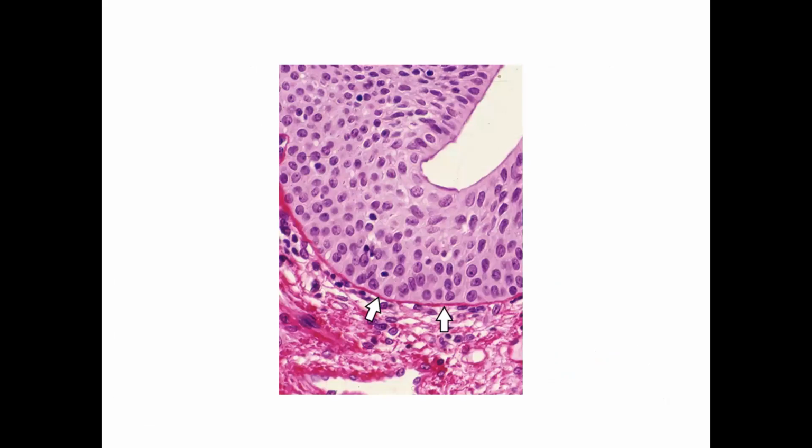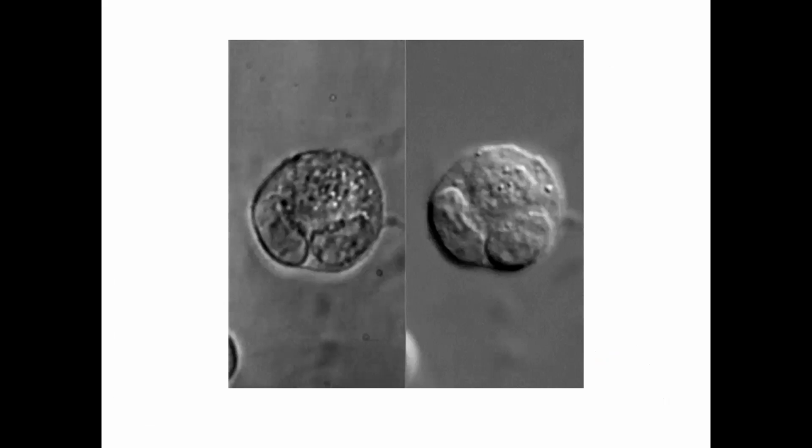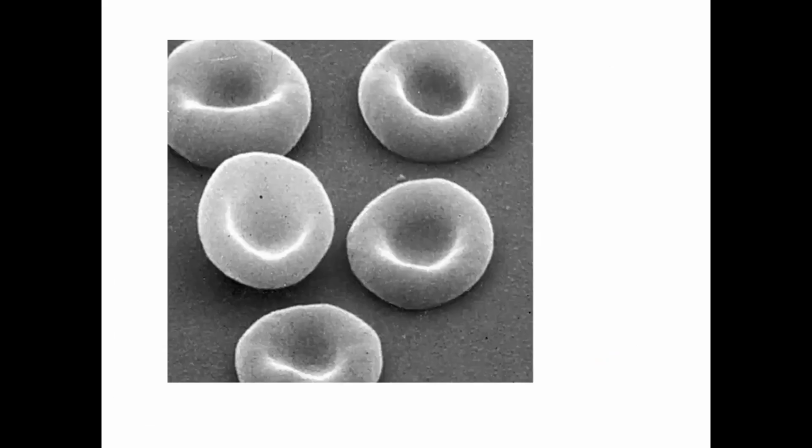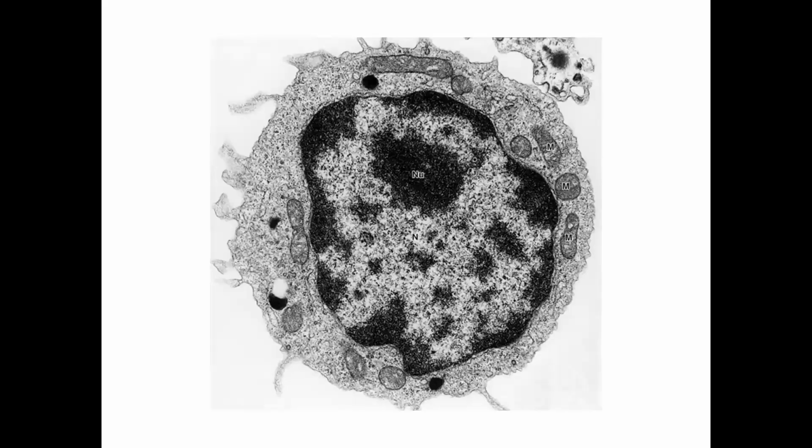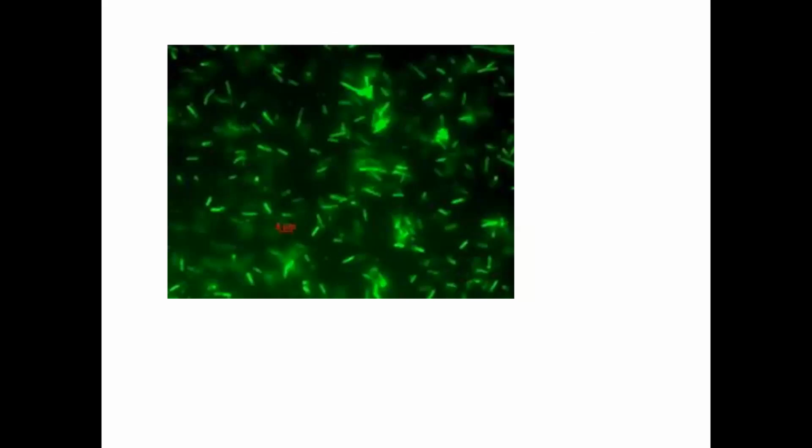Now let us just revise this. We will look at a few pictures and you should be able to identify from which type of microscope these particular pictures have been taken. So this is a light microscopic view, an H and E section. This is a phase contrast image where you can see a dividing cell. This is a scanning electron micrograph where you can see red blood cells. This is a transmission electron micrograph of a cell with a large nucleus and several mitochondria. And this is a fluorescence micrograph.